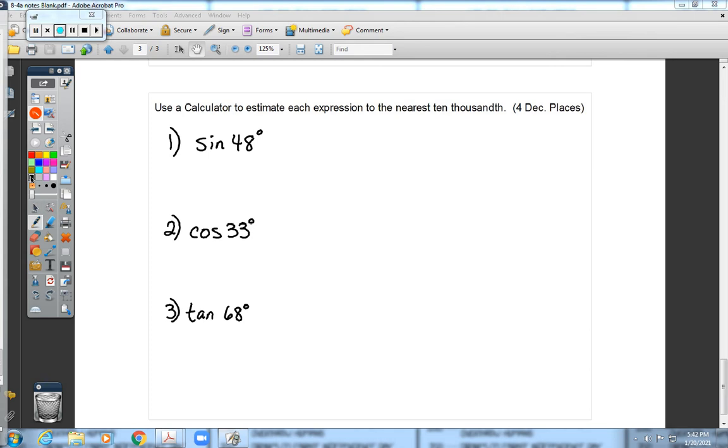Here are the keystrokes that we would use to evaluate the sine of 48 degrees. We would hit that sine button, which looks like that. Type in your 48, which is your angle measure, and then get used to closing the parentheses, because it's not necessary yet, but it will be in later calculations. Then we hit our enter button.